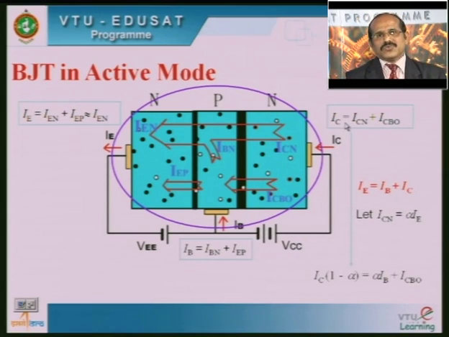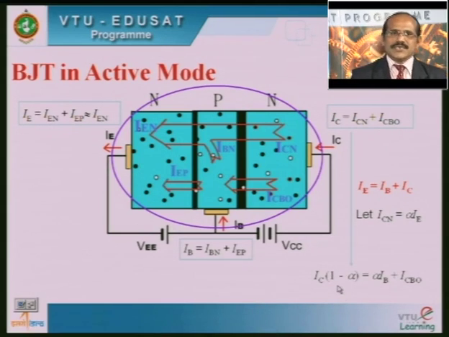Now you know that IC is equal to ICN plus ICBO, and also you know that the emitter current is the summation of the base current plus collector current. So if you assume that ICN is equal to alpha times IE and substitute here, IC will be equal to ICN plus ICBO. ICN can be substituted by alpha IE, and IE is nothing but IB plus IC. If you substitute and arrange it suitably, we finally arrive at IC into (1 minus alpha) equals alpha into IB plus ICBO here.